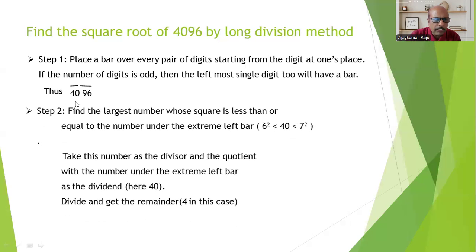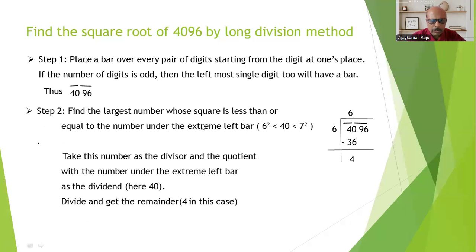As we do, the first pair at the extreme left is 40. We should get a number whose square is less than 40. So you see here 6 square is 36. 7 square is 49. 49 is greater than 40. So we go for 36. So now see here, take 6, 6. 6 6s are 36. Subtract it. What is the remainder? 4. Getting it?